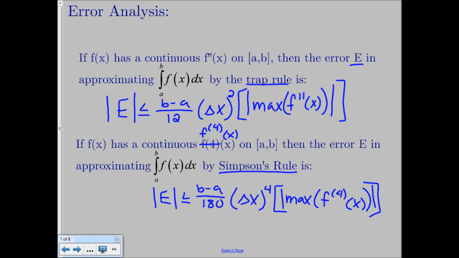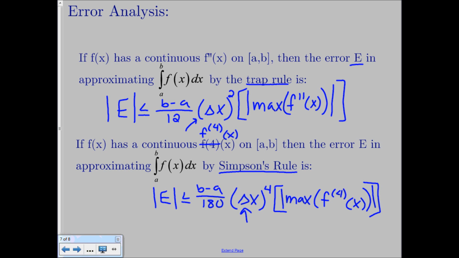So delta x is usually a pretty small number. So we can see from these error analysis rules why the Simpson's rule tends to be more accurate, because for delta x really small, delta x raised to the fourth down here is going to be a much smaller number than delta x squared. So our error is always going to be much smaller.